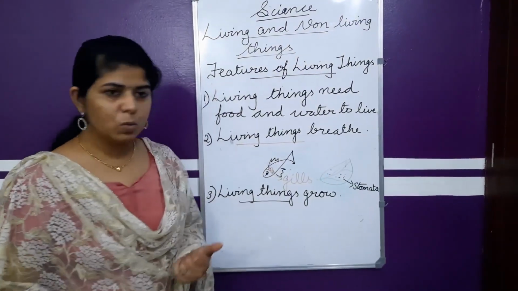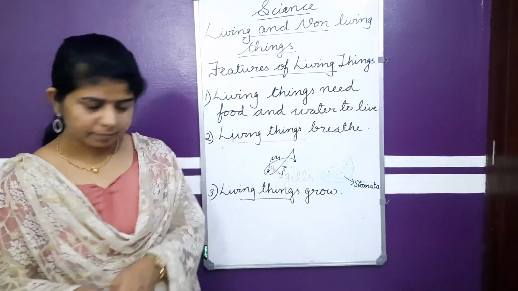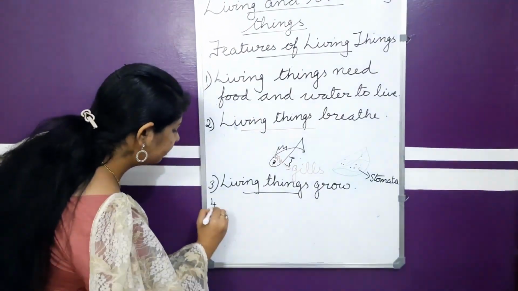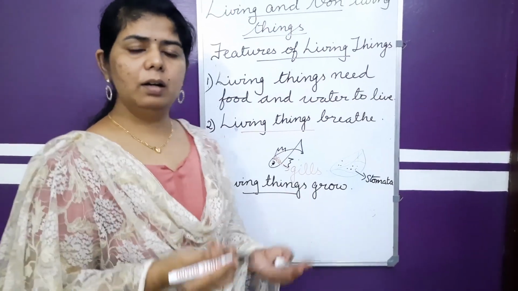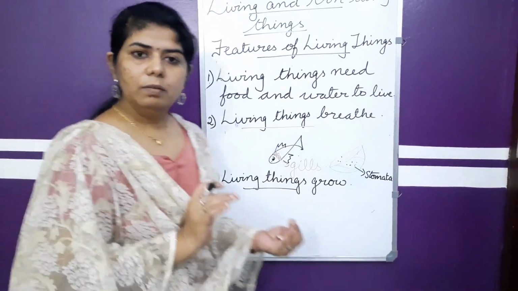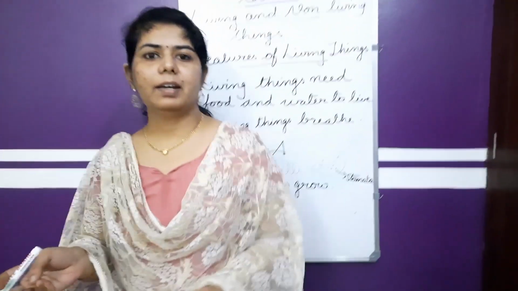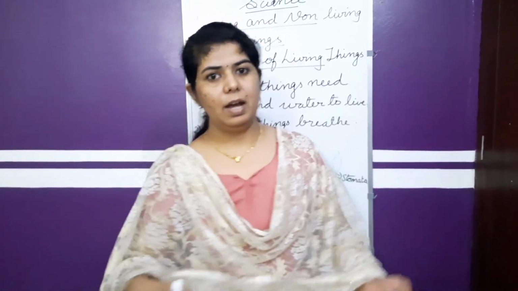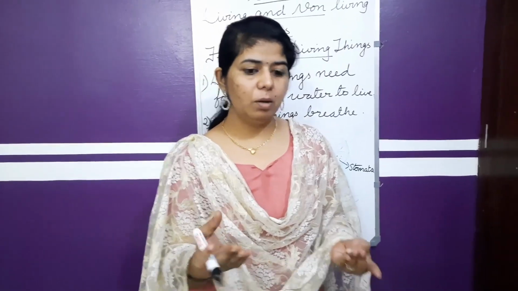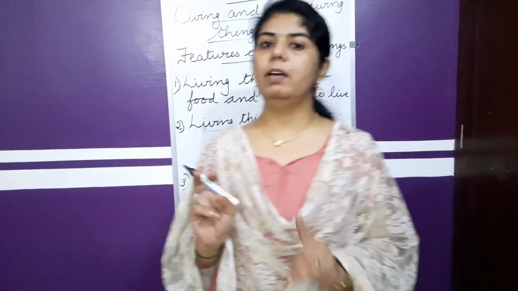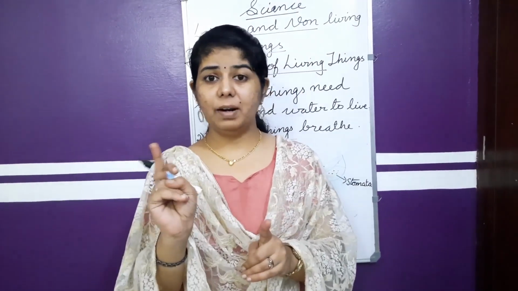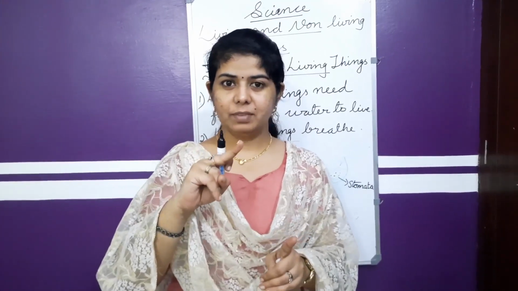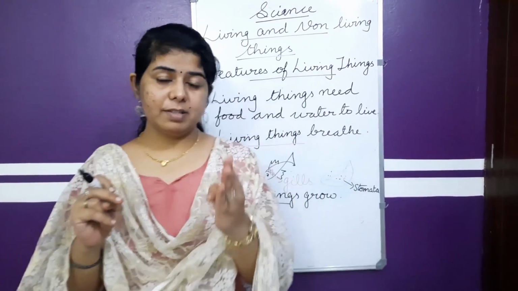Again, the fourth one is: what can we do if we are growing? I can move. In the same way, animals can move. Birds can move. I said plants will not move from one place to another, but they will move their branches or different parts towards sunlight.